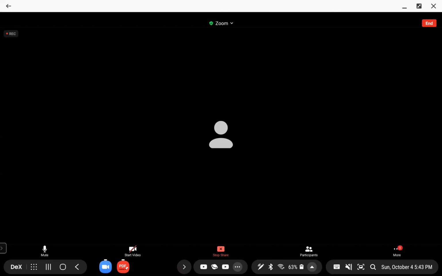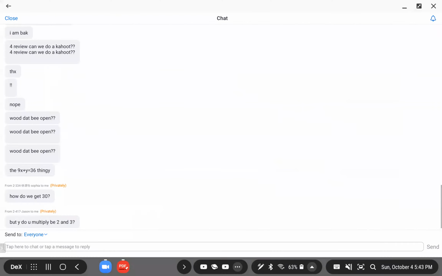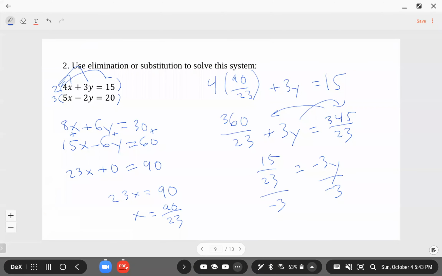So any questions? Oh, okay, Jason, very good question. Why do you multiply it by 2 and 3? A lot of people get my meaning, like elimination. You eliminate one variable, but why do you need to multiply by 2 and 3? So let me explain. Look closely, and when you're solving systems, you have to observe the equations very closely.